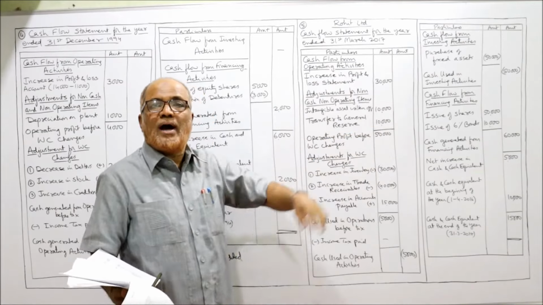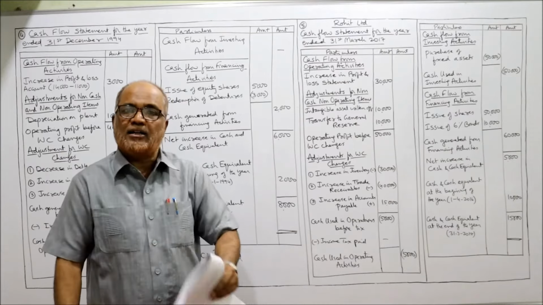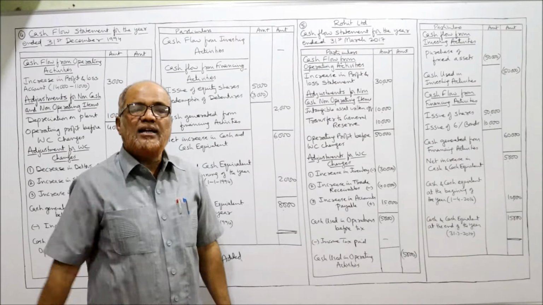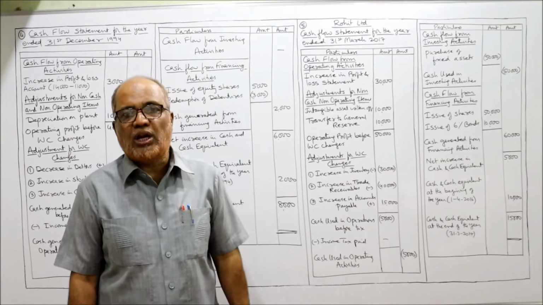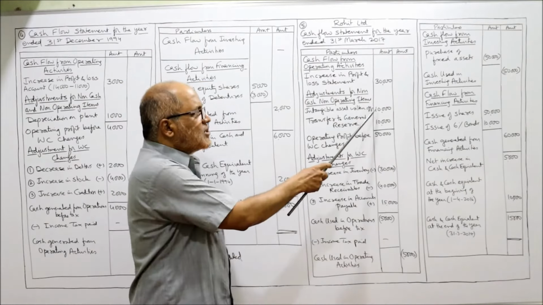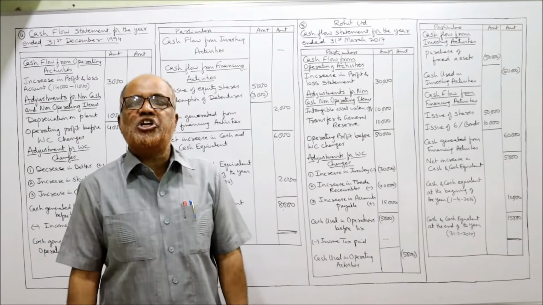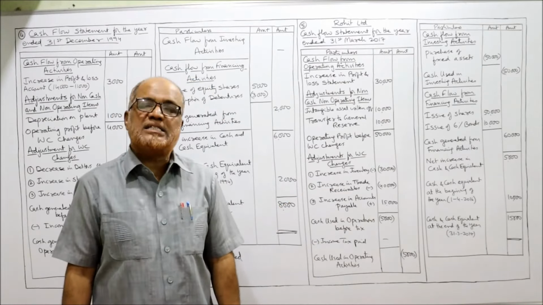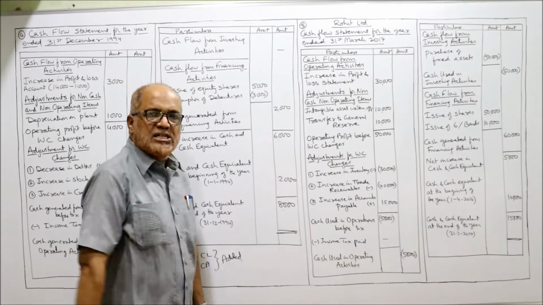That's all. So two items are there which are non-cash and non-operating items. One, intangible asset written off, and second, transfer to general reserve. Add up these: 30, 40, 50,000. This 50,000 is called operating profit before working capital changes. Operating profit before working capital changes, 50,000.